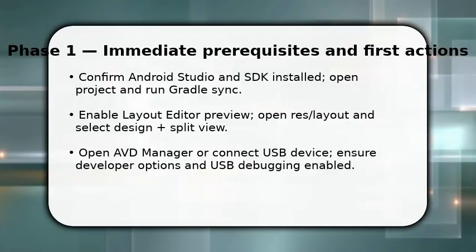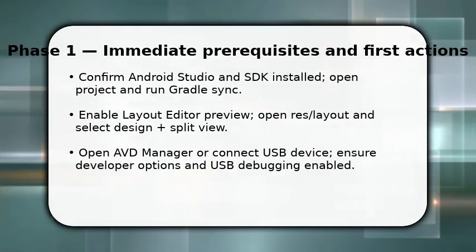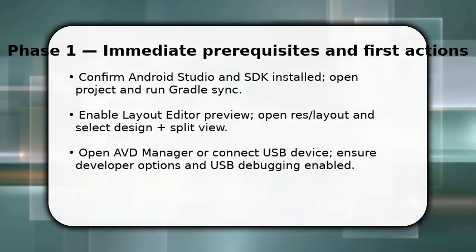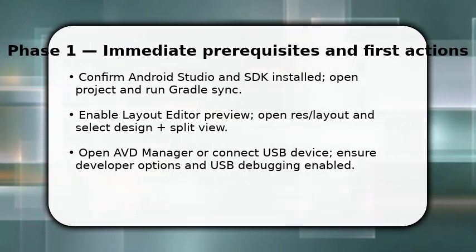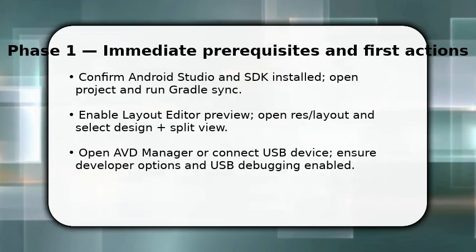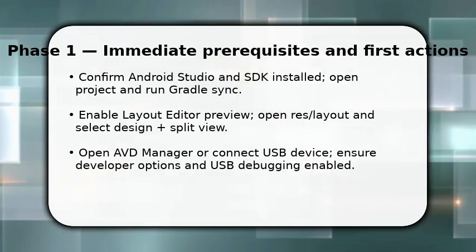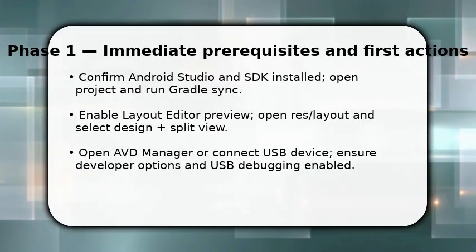You start by opening your project and performing a Gradle sync so dependencies load. This avoids preview errors. Once done, open any layout XML in the layout editor, switch to split or design view to see the live preview pane. This shows different API levels and themes.